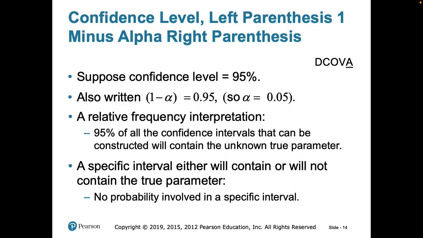No probability involved in a specific interval. So the first interval you do might not contain the true mean of the population. That could happen because there is no probability, right? It could be the first one or it could be the last one. But it tells you that if you run it 100 times, 5% of the time you're going to be wrong, but 95% of the time you're going to have the true mean of the population in that interval.